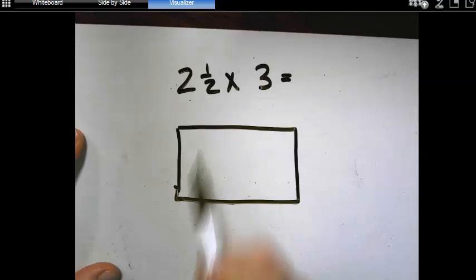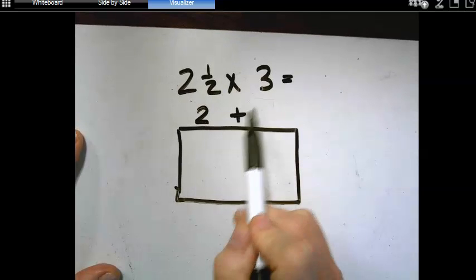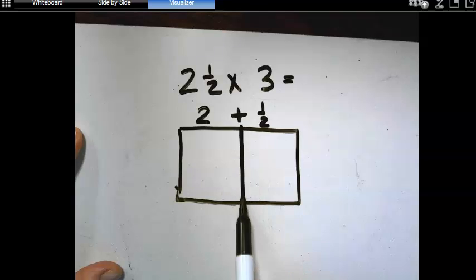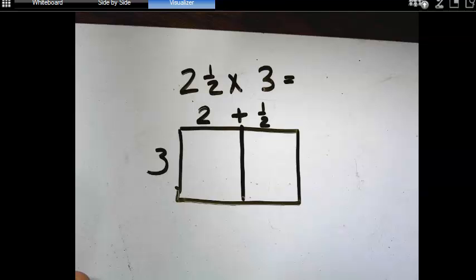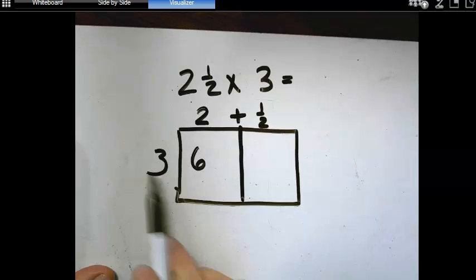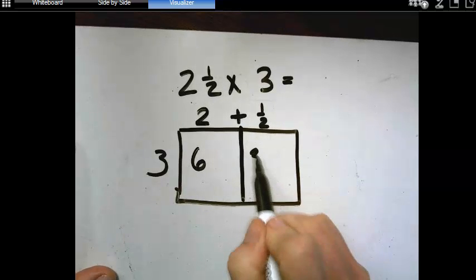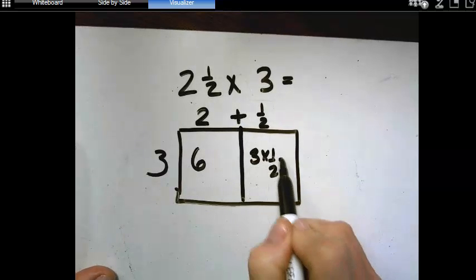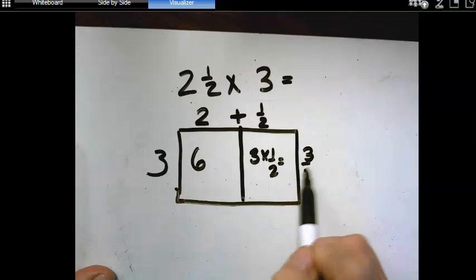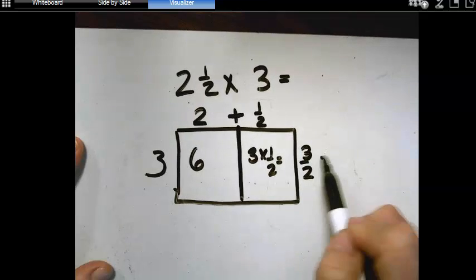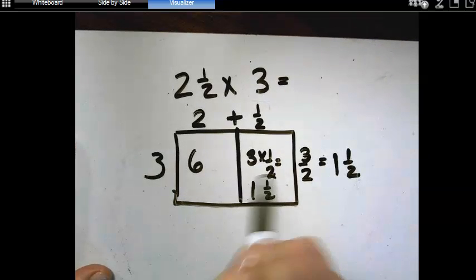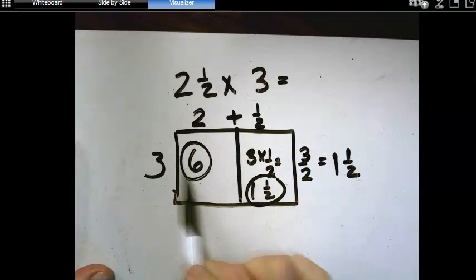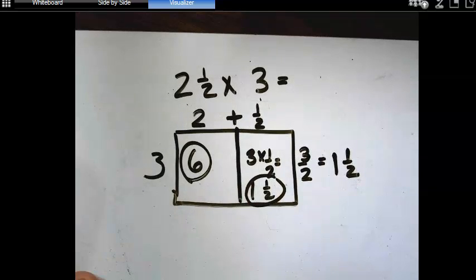Draw the rectangle. I'm going to expand my 2 1/2 at the top. I'm going to write my 3 on the width. And now I'm going to multiply by each of those parts of that mixed number. 3 times 2 is 6. And then 3 times 1/2 equals 3 over 2, and that's improper. And I know that is equal to 1 and 1/2. So this part is equal to 1 and 1/2.